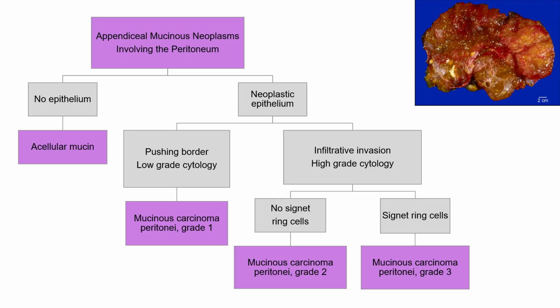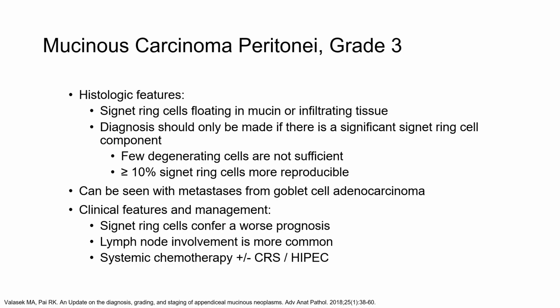Going back to our algorithm, the next thing we assess for is signet ring cells, and if these are present in a sufficient quantity, we can then make a diagnosis of mucinous carcinoma peritonei grade 3. This, as I mentioned, is defined by signet ring cells, and these can be either floating in mucin or infiltrating the tissue, or both. And this diagnosis should only be made if there's a significant signet ring cell component.